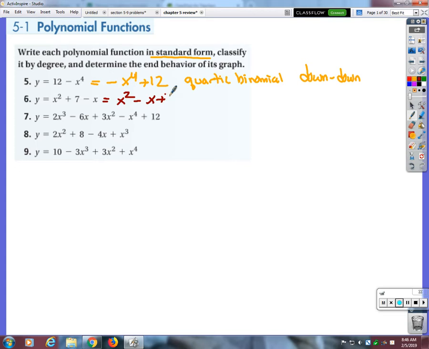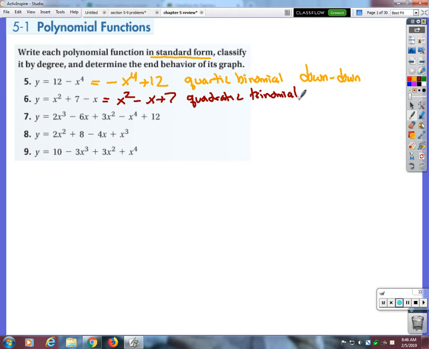Minus x plus 7. Do all the variables first, okay? What's the highest exponent? 2, so that means it is a quadratic. How many terms does it have? 3, so it's a trinomial.